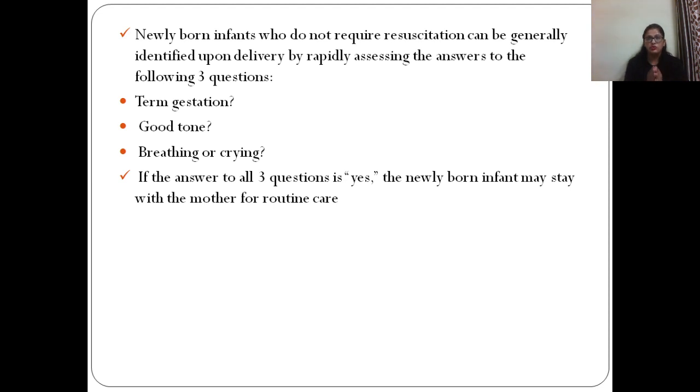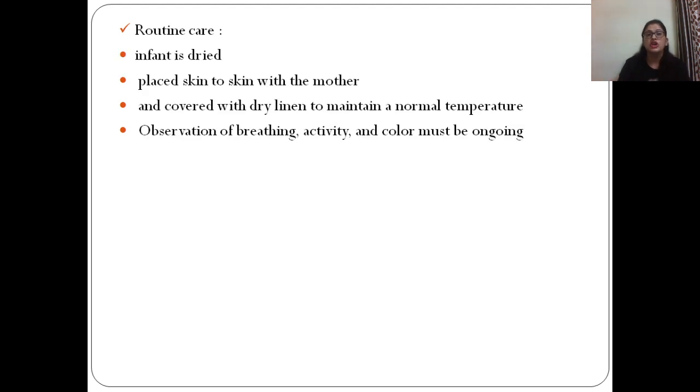So basically, to decide which newborn will require resuscitation and which newborns may continue with routine care, we need to ask three questions. These are whether the baby is term gestation, and whether the baby is having good tone. This can be assessed if the baby is actively moving his limbs, and if the baby is breathing or crying. Now, if the baby is breathing well and crying, then that means he has initiated breathing. So, if the answer is yes to all these three questions, then the newborn receives routine care.